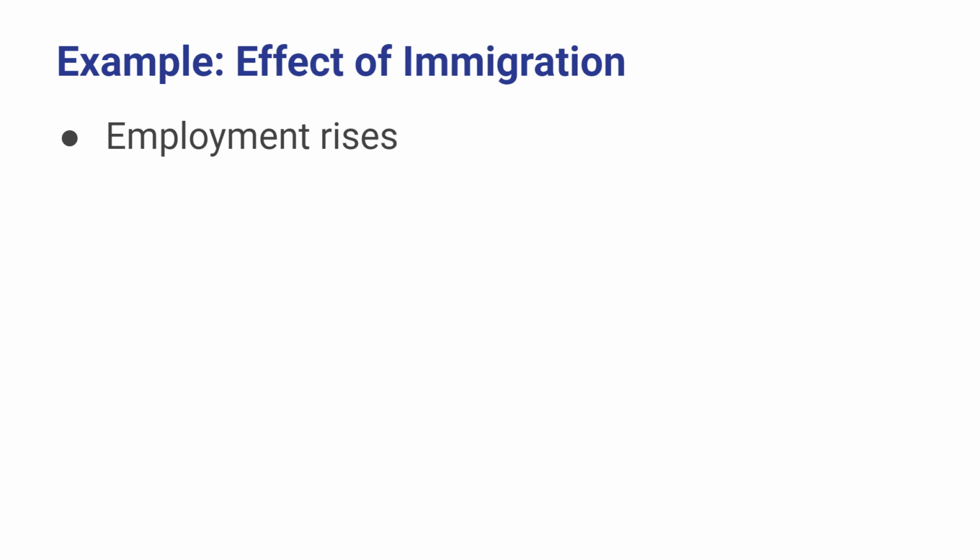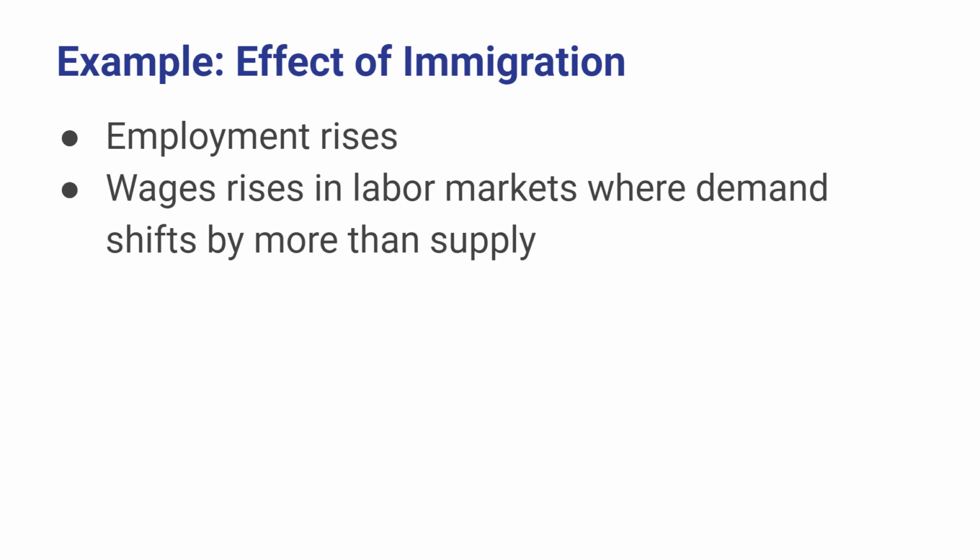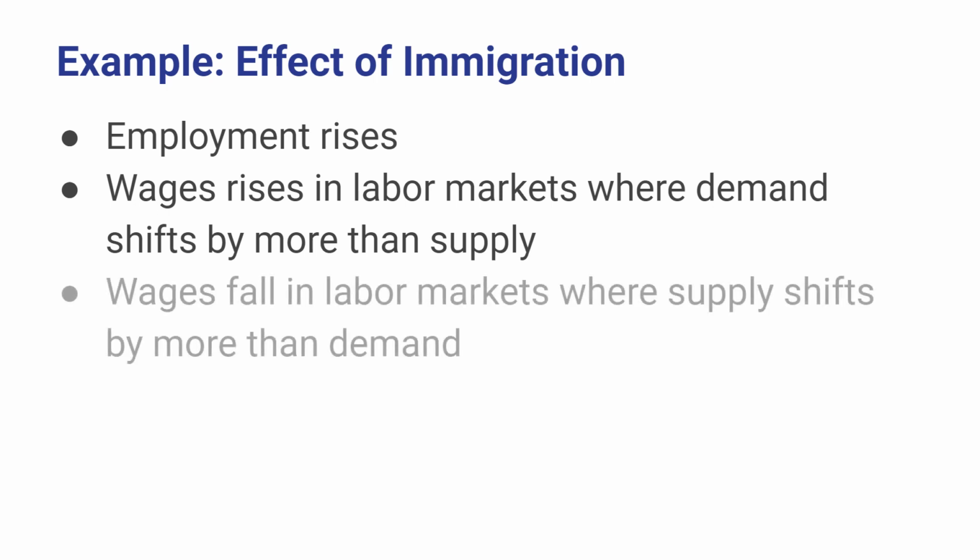The effect on wages, though, will vary. The increase in demand leads to higher wages. The increase in supply leads to lower wages. So what we'll see is that wages will go up in those labor markets where the demand for labor shifts by more than the supply of labor does. Wages will fall in those labor markets where supply shifts by more than demand. So the effect on wages in any market will depend on the relative magnitude of the shifts in demand and supply in that particular labor market.